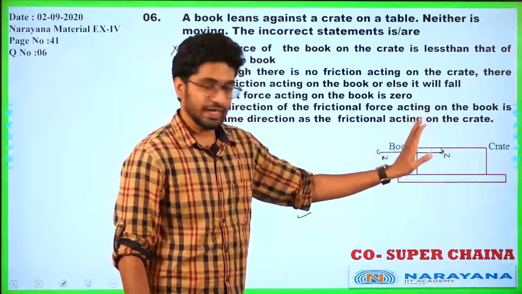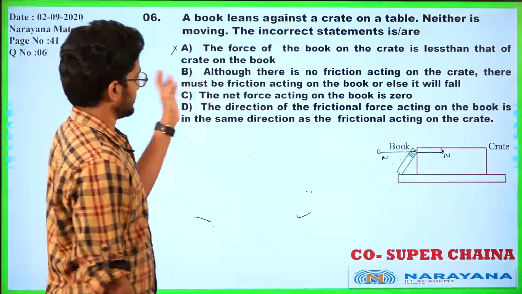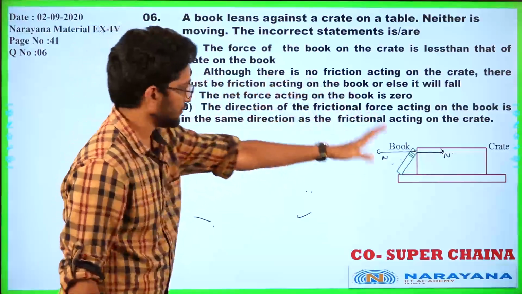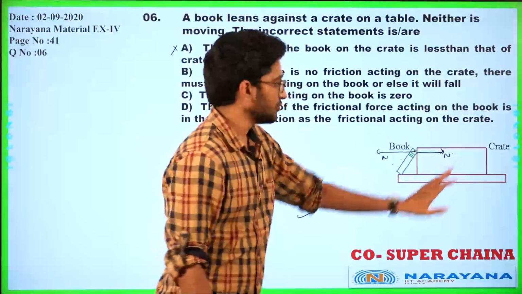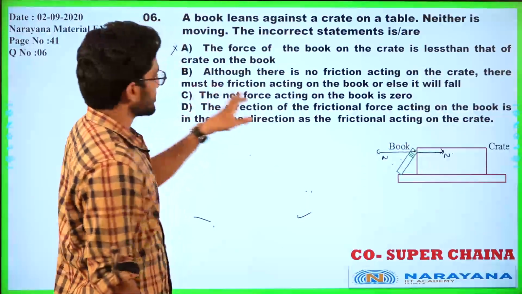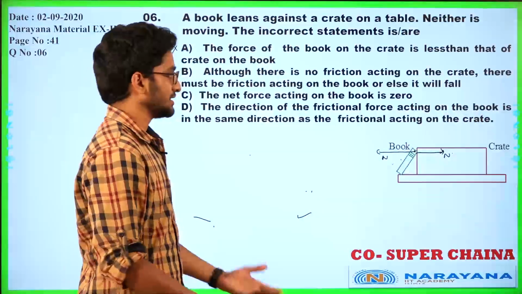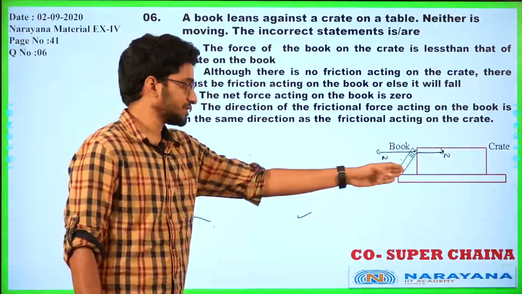But this is at equilibrium, which means there must be friction. So the statement opens with "although there is no friction acting on the crate", and that itself is wrong. Without friction, it cannot be at rest. Let's read the remaining statement. There must be friction acting on the book or else it will fall. So the second part looks correct, because without friction this will fall.